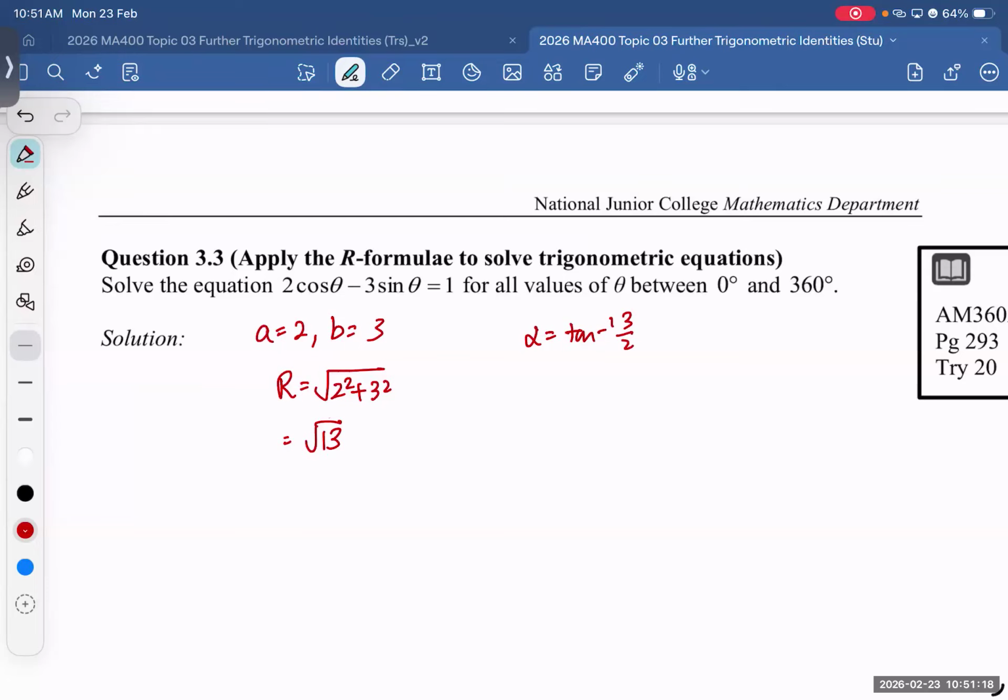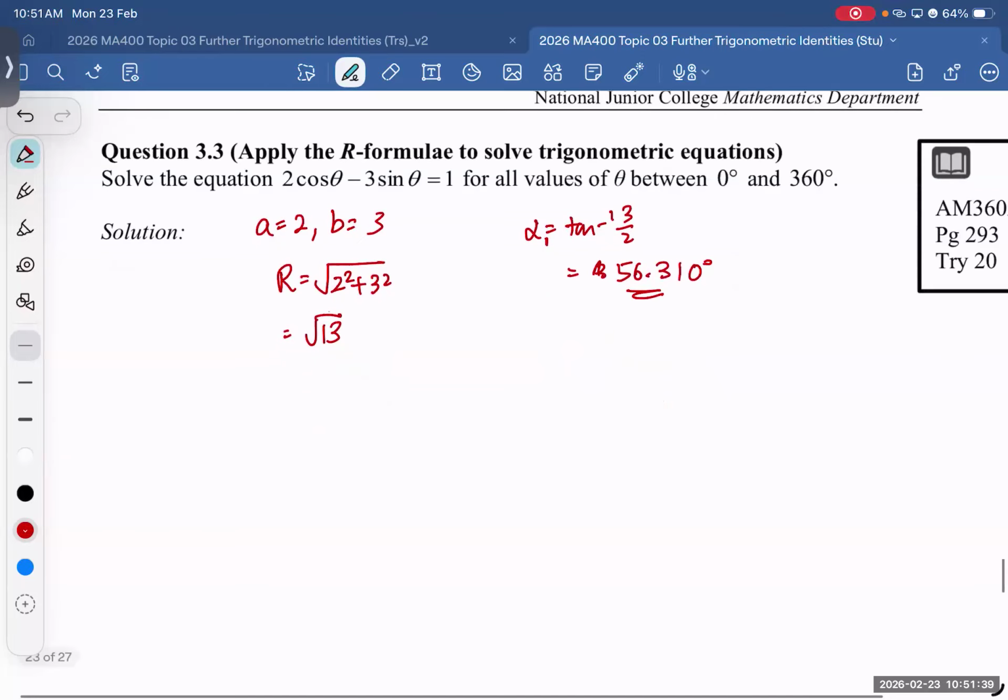So R is square root of A square plus B square. This is square root 13. What is alpha? Alpha is tangent inverse 3 over 2. There are two alphas here. The first alpha is for R formula. The second alpha is for basic angle. So don't get confused. Sometimes in life there can be two alphas in your house. So alpha 1 is 56.310. This is not the basic angle. This is just the R formula.